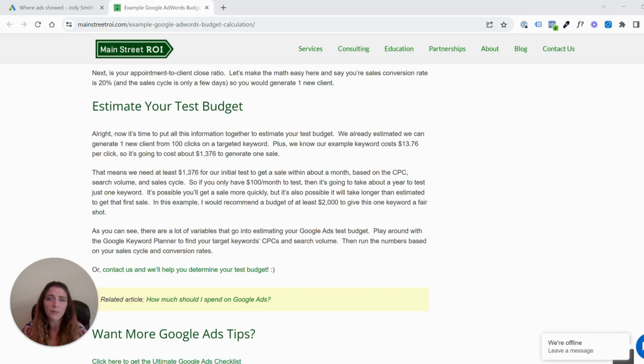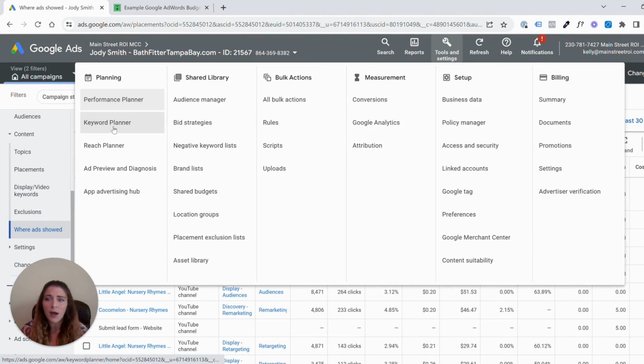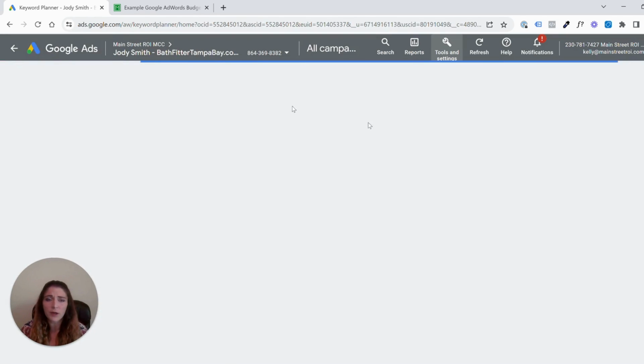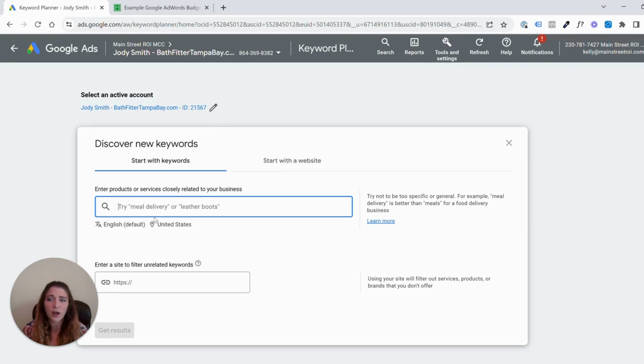So if you say 20% of those clicks are going to convert, your keyword is going to cost however much, depending on what you find out. You can go to the keyword research planner tool here in Google. There's a lot of tools available to you. You can type in any kind of relevant keywords that you think people may use to find your business or discover your business online. You can get search volume and forecasts, and then you can also get an idea on the average cost per click.